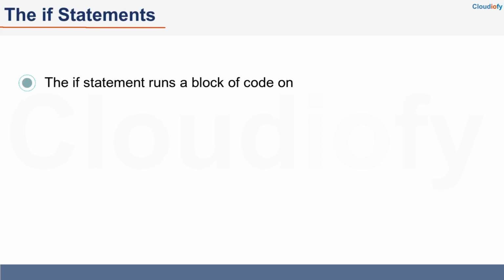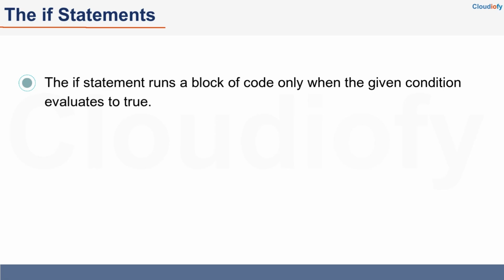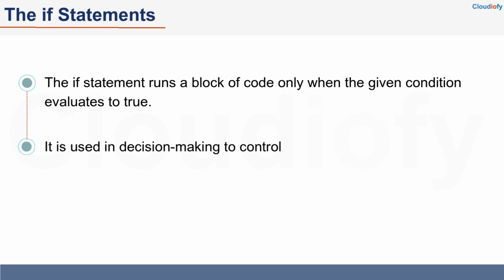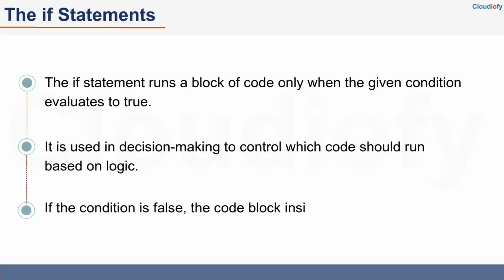The if statement runs a block of code only when the given condition evaluates to true. It means the program will execute something only if the logic is correct. It is used in decision-making to control which code should run based on logic. So we can control what happens based on whether a condition passes or fails. If the condition is false, the code block inside the if statement is completely ignored. That code will never run unless the condition becomes true.